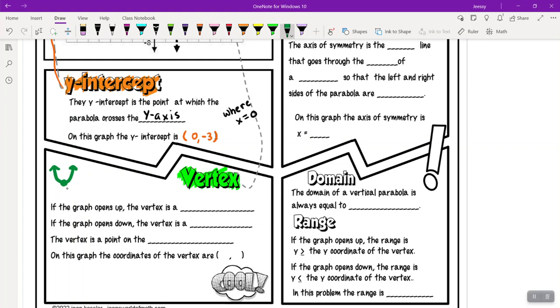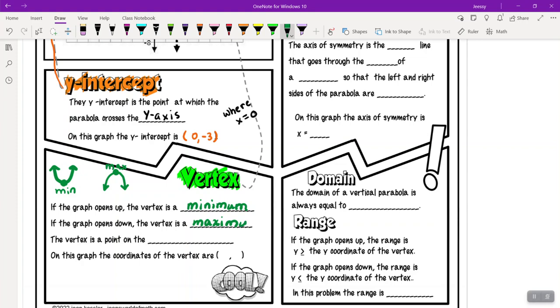So in this case, it's the lowest point, so we say that it has a minimum. That's also the vertex. The vertex, if the parabola opens down, is going to be up here. And so we say this parabola would have a maximum, okay? All right, so let's answer these questions. If the graph opens up, the vertex is a minimum because it's the lowest point on the parabola. If the graph opens down, the vertex is a maximum.